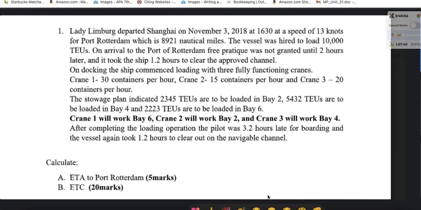I see that you are tired, so I will take over the talking again. 23. You might think we are finished. Oh no, we are not. So, after completing the loading operation, the pilot was 3.2 hours late. What a tardy pilot for boarding. And the vessel again took 1.2 hours to clear out the navigable channel.